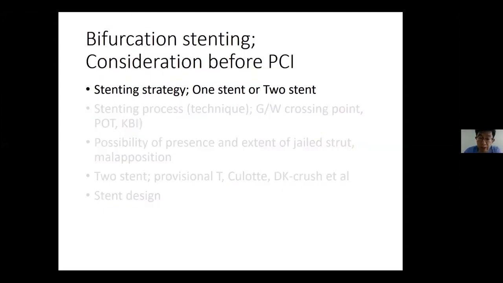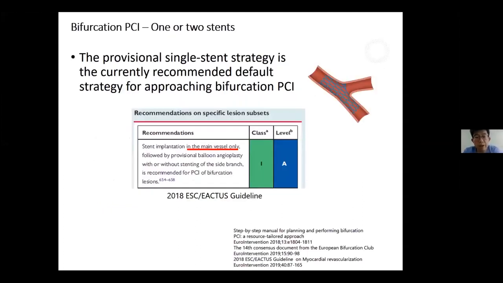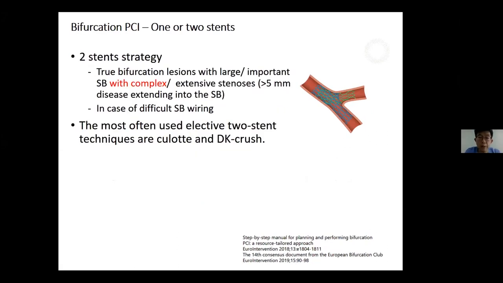So first, stenting strategy. The ESC guideline tells us, class A and level A, that 1 single stent in the main vessel only, followed by provisional balloon angioplasty with or without stenting of the side branch, is recommended for PCI of bifurcation lesion. But in some cases, a 2 stent strategy should be selected. It means a side branch with complex and extensive stenosis, with more than 5 millimeter disease extending into the side branch. And another case, when the guide wire is very difficult to control in the side branch. In that situation, we should take a 2 stent strategy.